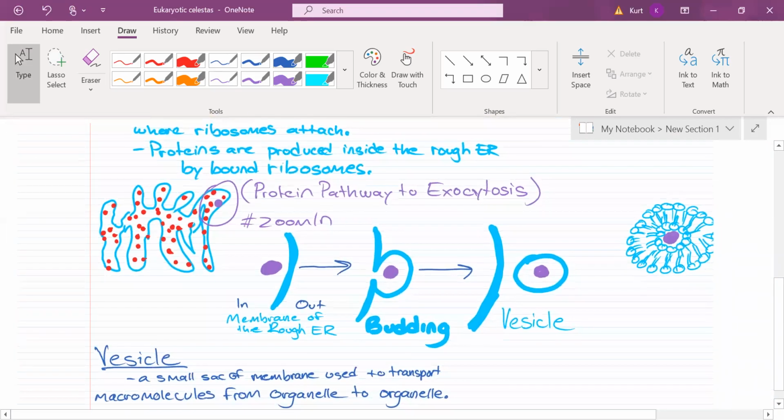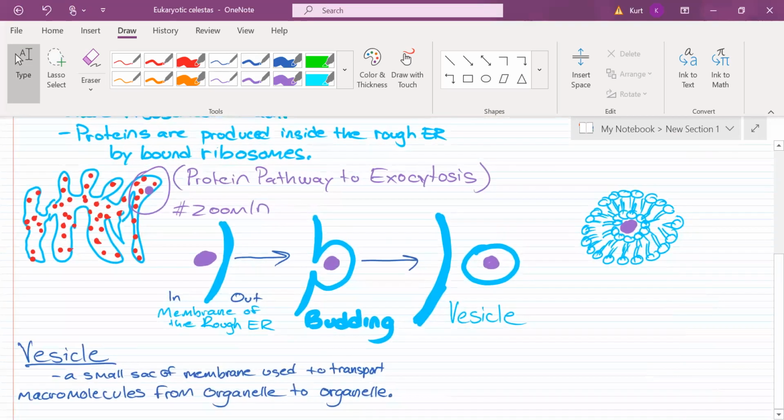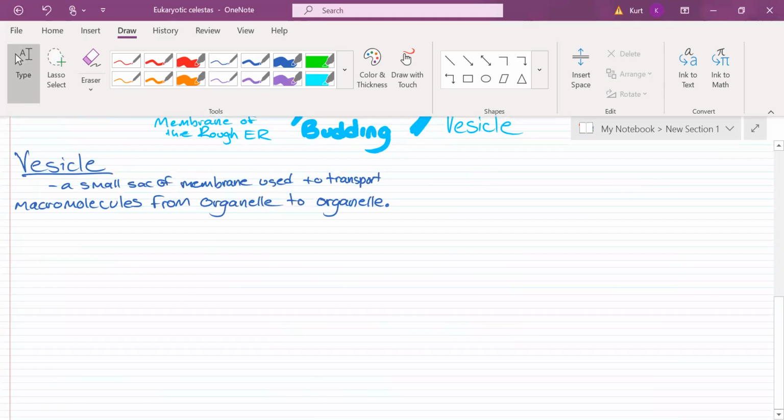So what we have so far is we have this protein that was formed inside the ER. It's a rough ER. The protein needs to make its way out of the cell. So the protein was pushed to the edge of the ER. It formed a vesicle, and this vesicle is now going to move on to its next stop. The next part is going to be the cytoskeleton.